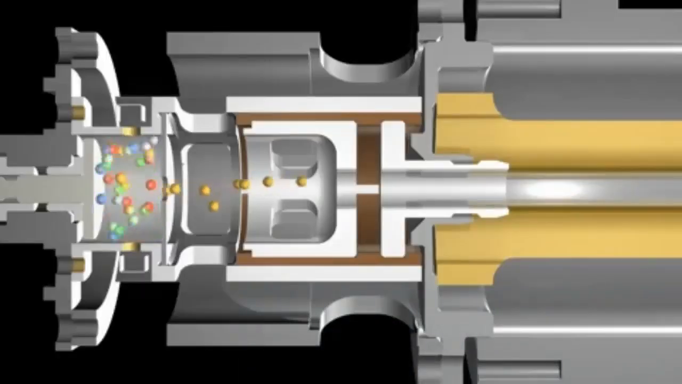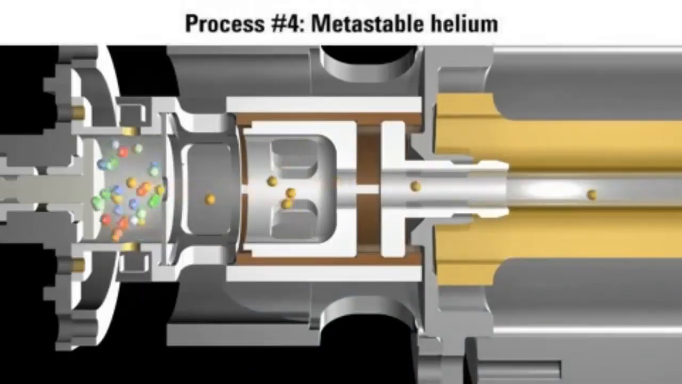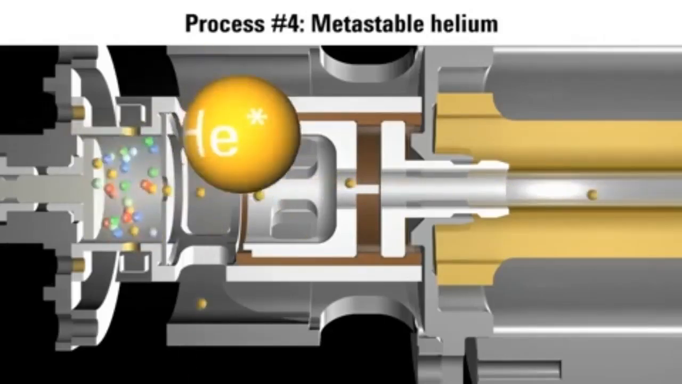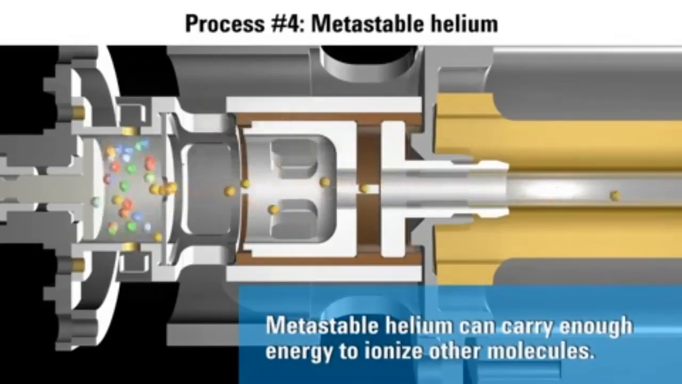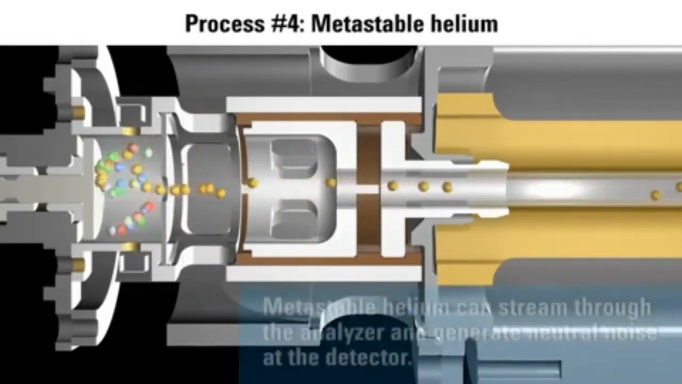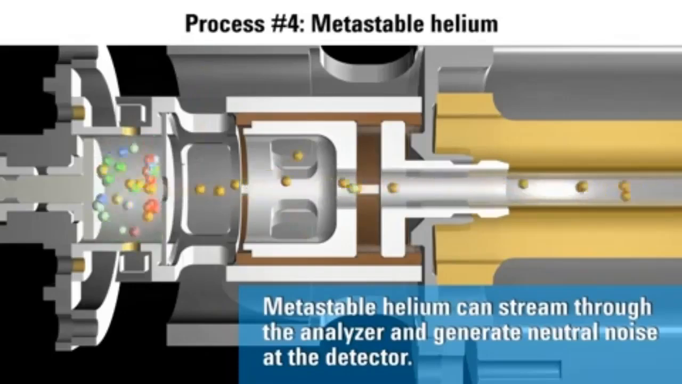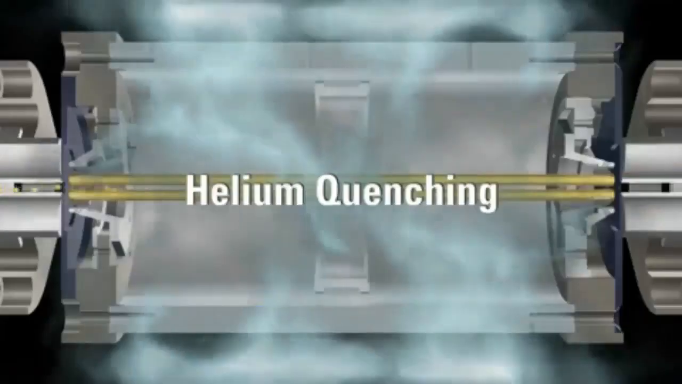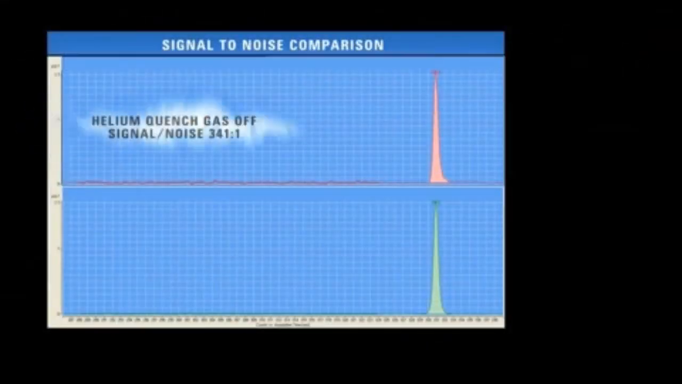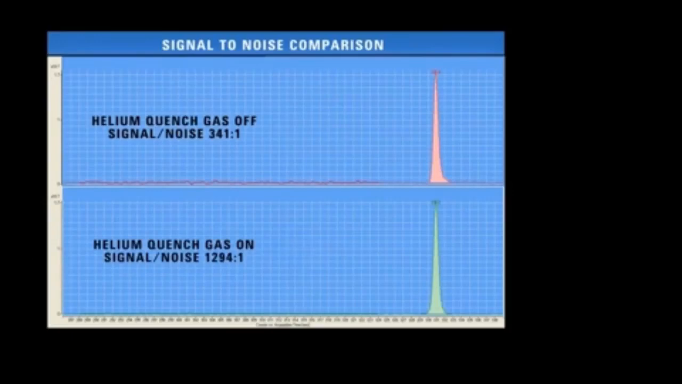Before continuing to the collision cell, one more process must be mentioned. An EI source produces a large number of highly energetic metastable helium atoms. These highly energetic atoms follow a random path like any other neutral until removed by the pump. Some will follow a path parallel to the analyzer and have a high probability of traversing the entire analyzer assembly to the HED-EM detector. A comparison of signal-to-noise ratio with and without helium quenching shows the benefit of this technology.